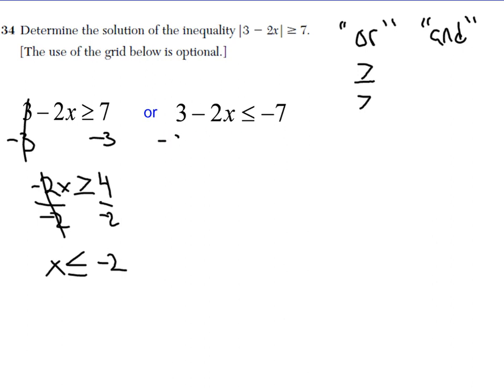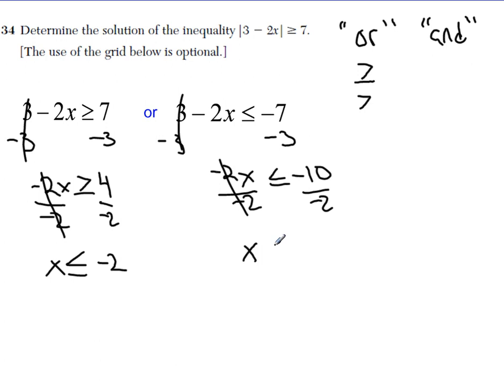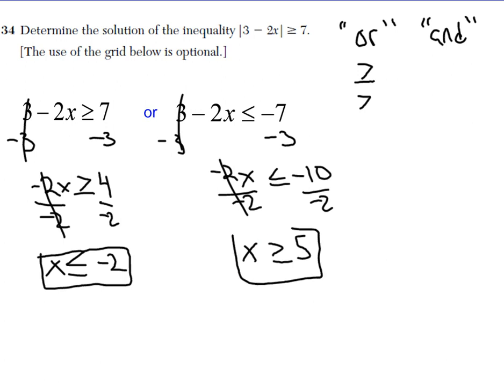Let's go ahead and solve this one. Minus 3, negative 2x is less than or equal to negative 10. Divide by negative 2. Same thing here. You divided both sides of the inequality by a negative, so it's going to be x is greater than or equal to positive 5. And that's your answer. x has to be less than or equal to negative 2, or x has to be greater than or equal to 5.